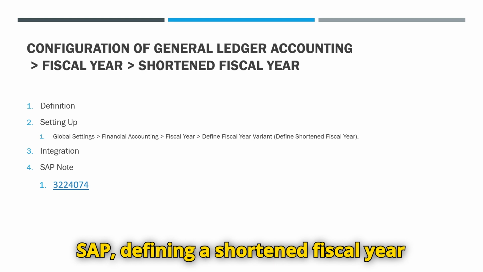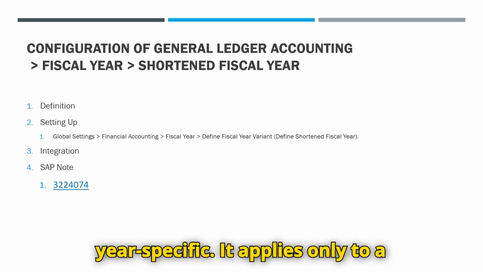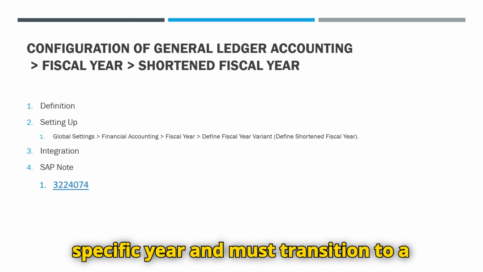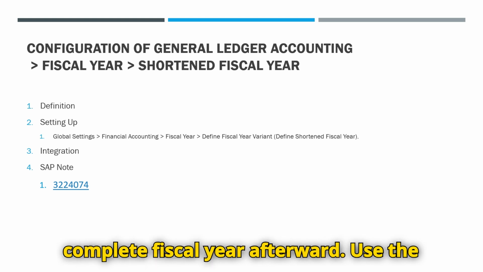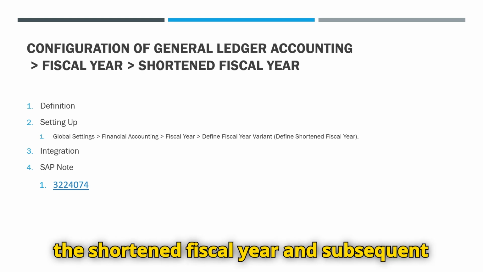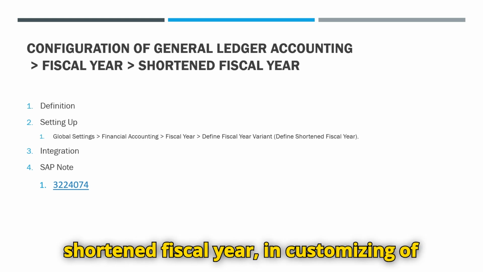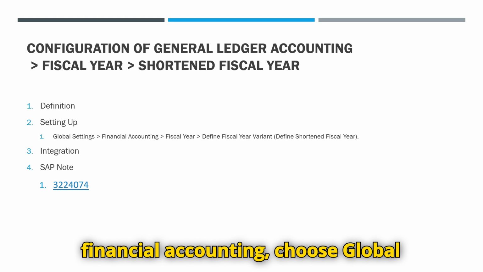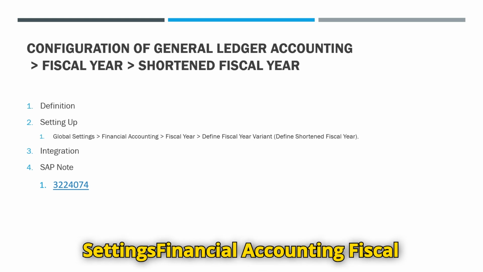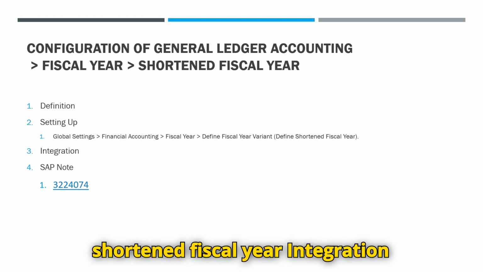Setting up a shortened fiscal year. In SAP, defining a shortened fiscal year requires the following steps. Always mark the shortened fiscal year as year-specific. It applies only to a specific year and must transition to a complete fiscal year afterward. Use the same fiscal year variant to define both the shortened fiscal year and subsequent complete fiscal years. To define a shortened fiscal year, in customizing of financial accounting, choose Global Settings, Financial Accounting, Fiscal Year, Define fiscal year variant. Define shortened fiscal year.